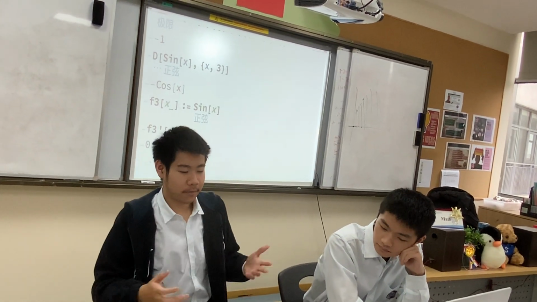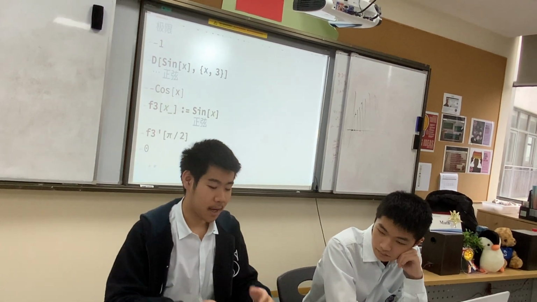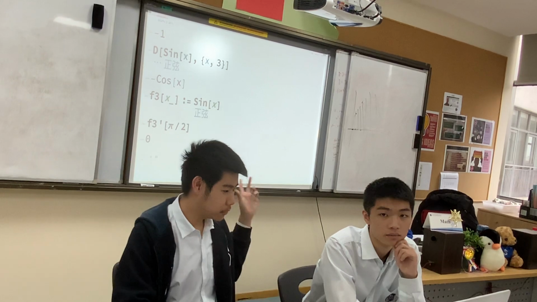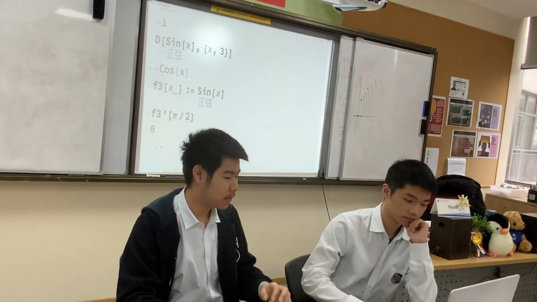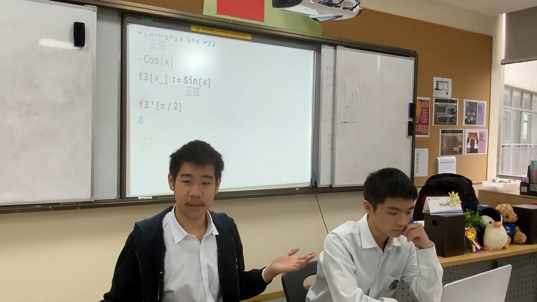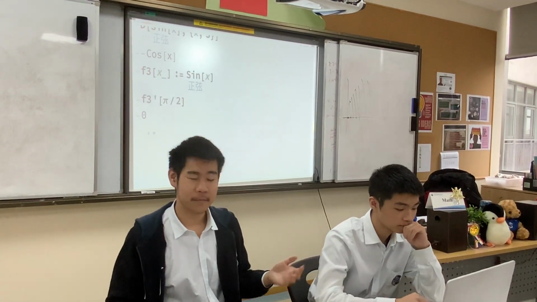That is how Mathematica calculates the derivative at a particular point. For multivariable, it is the same thing. Just use the command of a prime. That is the same thing. So now let's move on to more interesting stuff. Let's move on to graphing.